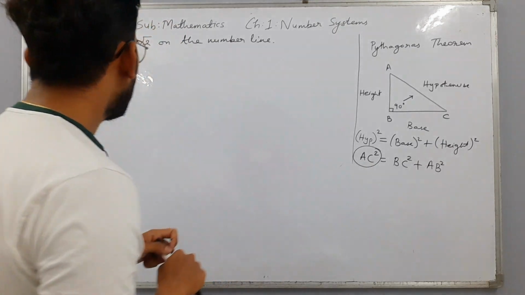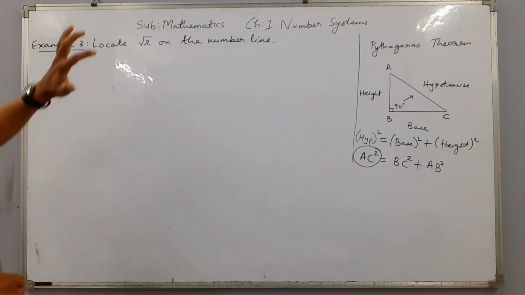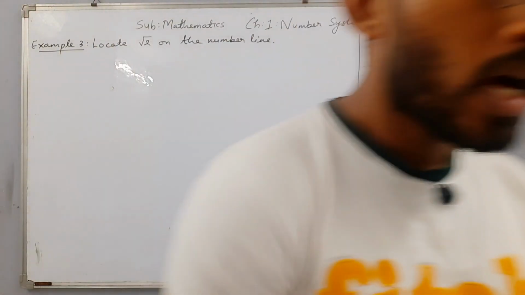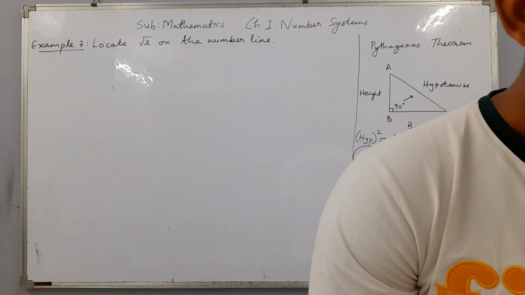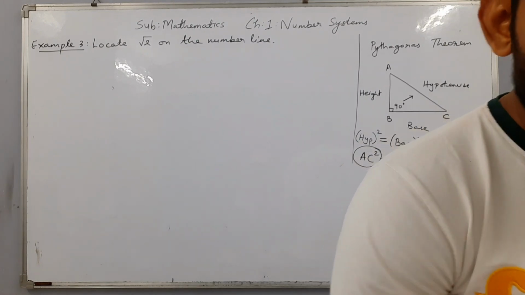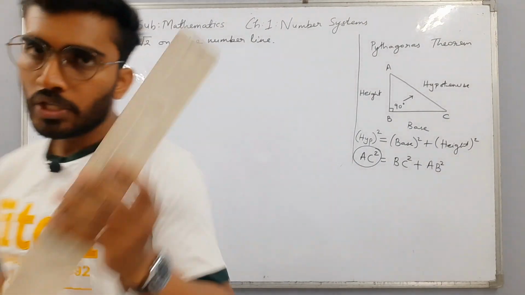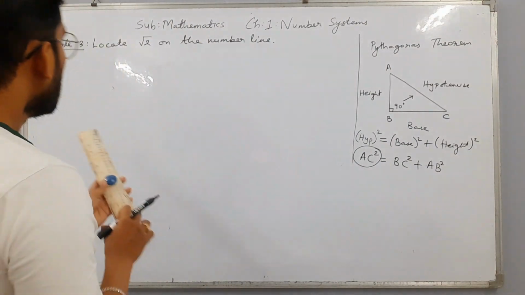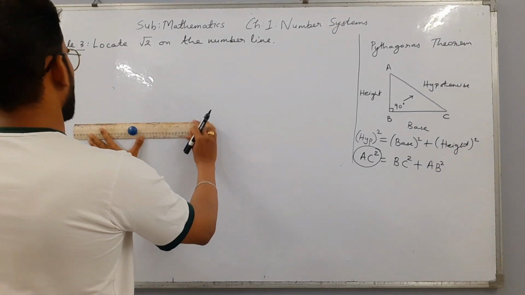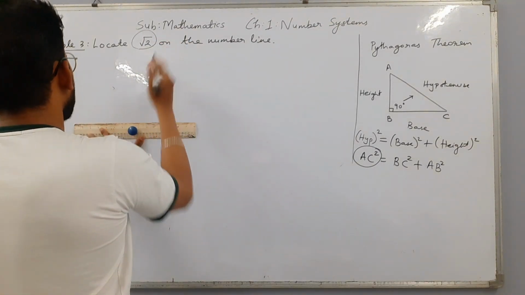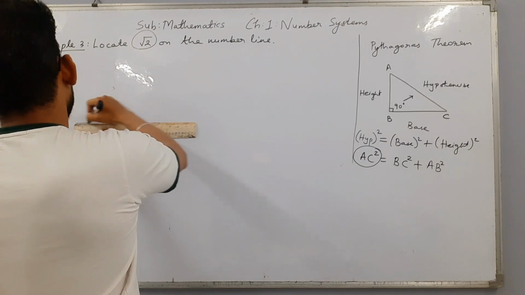Okay, so applying this to locate root 2 on the number line, follow the steps. You have to take a ruler and a compass to show root 2 on the number line. So get ready. First you have to draw a number line, because we have to show root 2 on the number line. So here I am drawing a line.